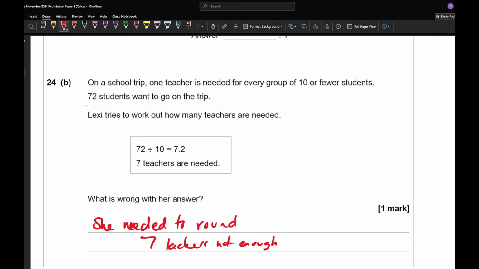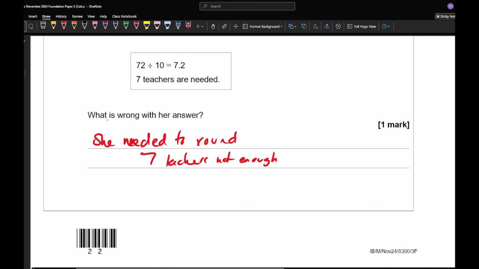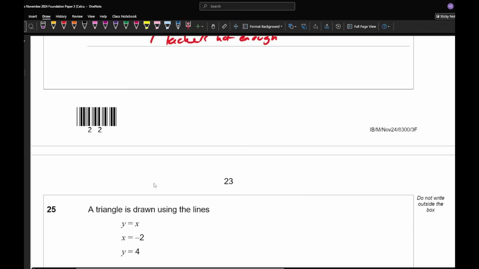Other possible answers, you could say that she's rounded down when she should have rounded up. You need 8 teachers. You've got that 2 students will not have a teacher. Something along those lines would be fine for the single mark. If you're not too sure, check out the official mark scheme. But I would say the most popular answer is that she has needed to round up, not down, or that they need 8 teachers. So something along those lines would get you that single mark.